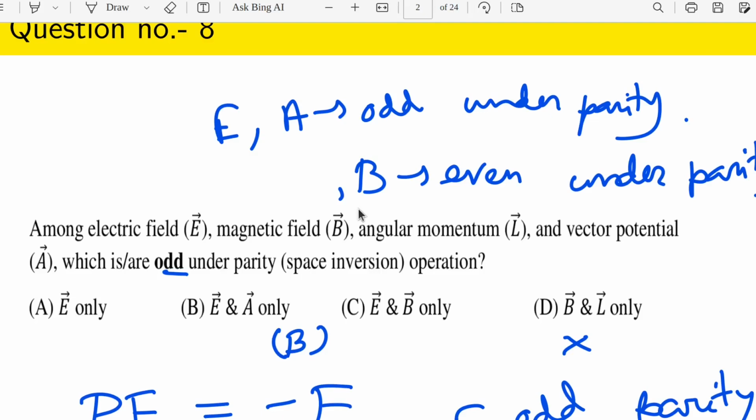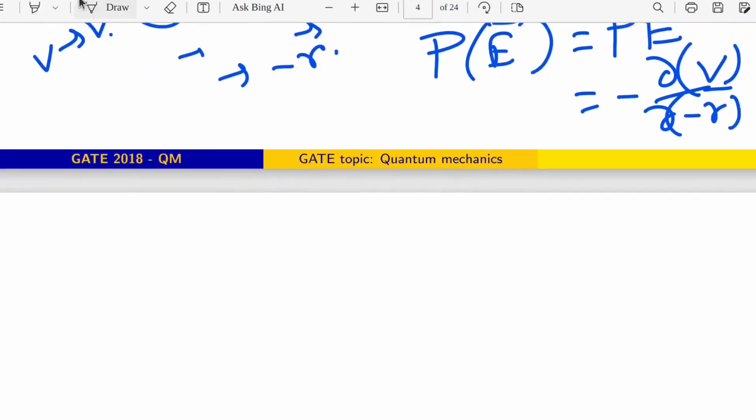The first question asks: among electric field, magnetic field, angular momentum and vector potential, which is or are odd under parity? Parity is nothing but the space inversion operation. So we have to find the state of the electric field, magnetic field, angular momentum and vector potential under the parity operator. So E, B, L and A. I am going to write here on the free space.